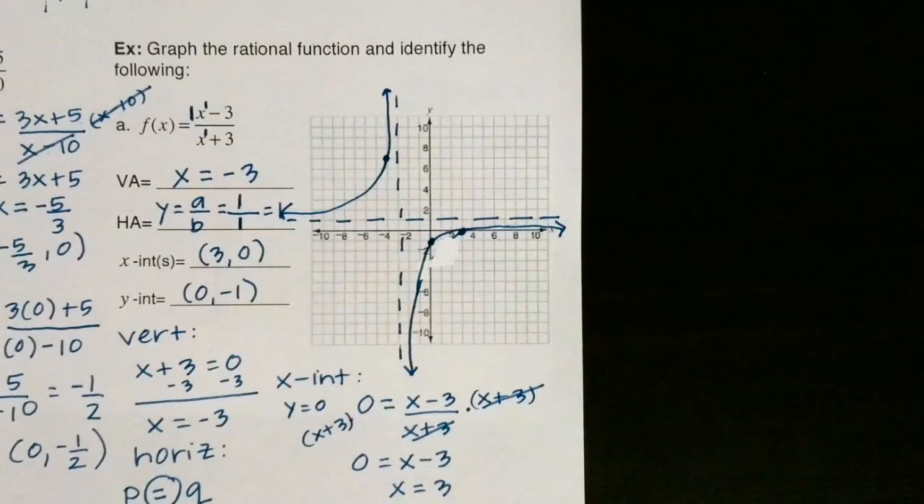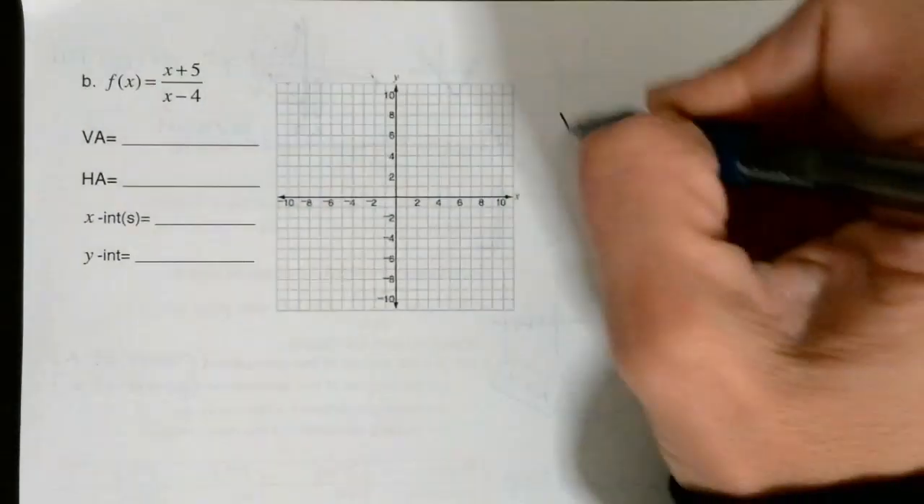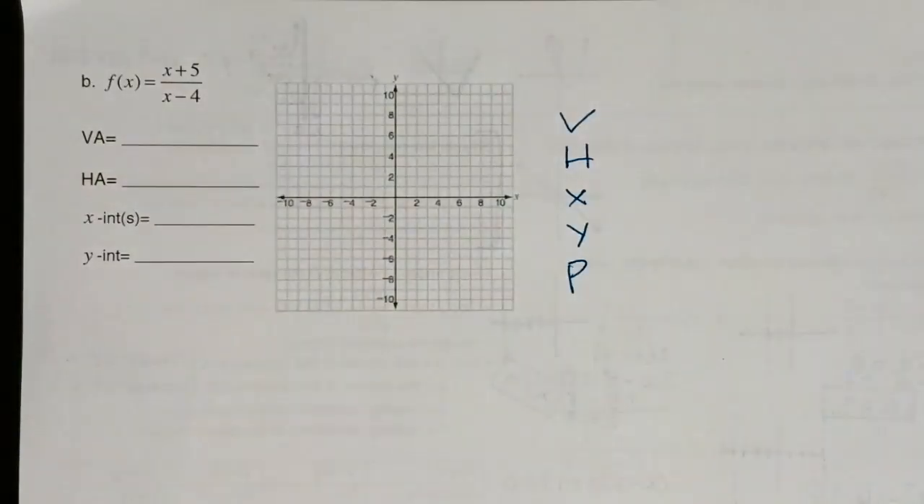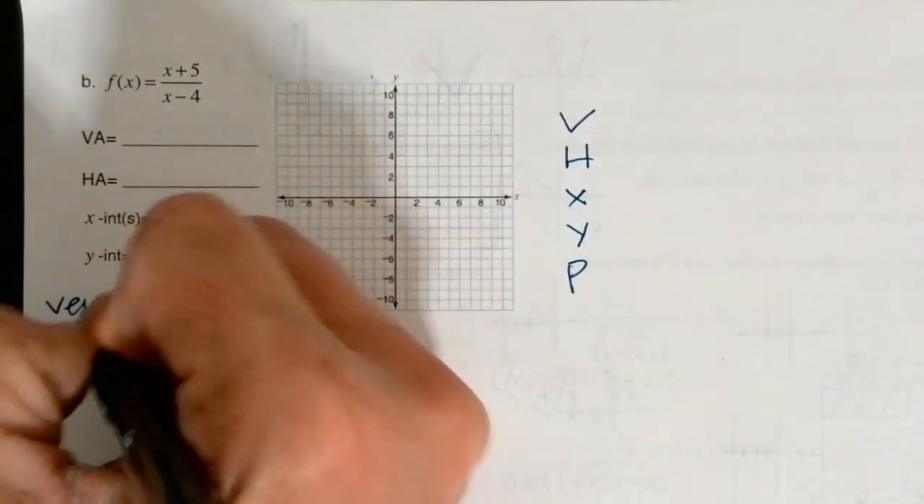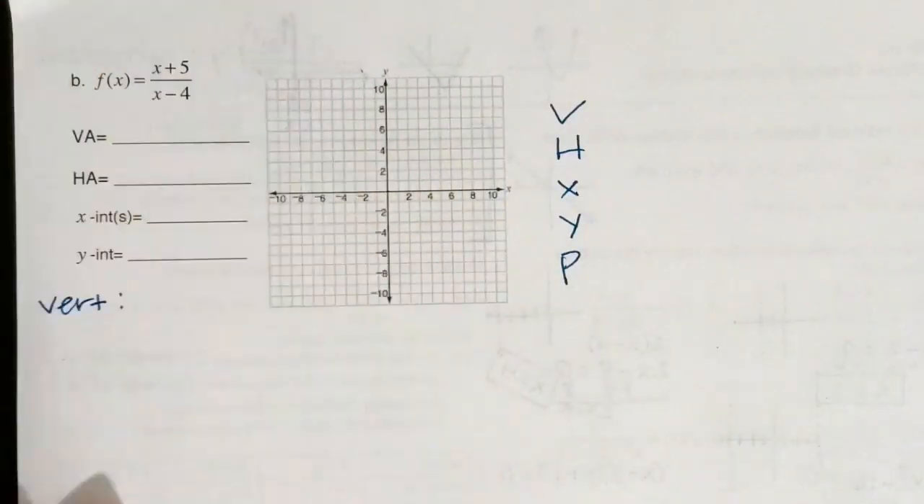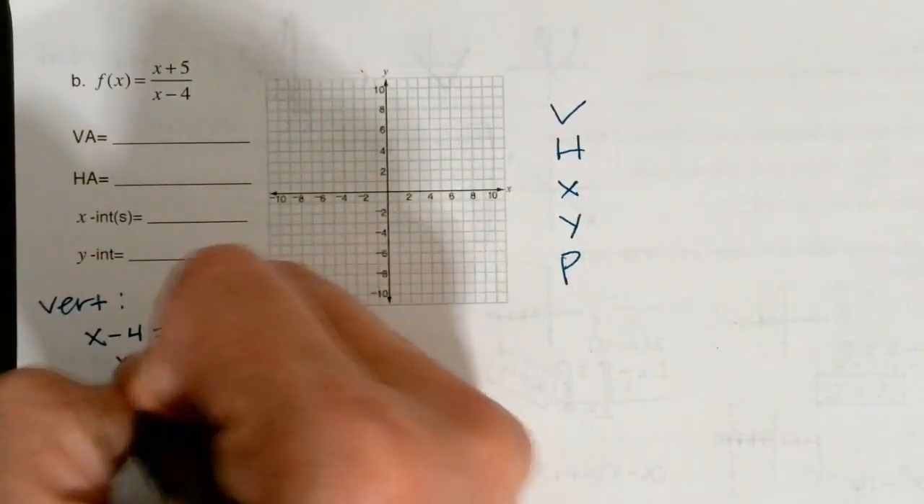Okay? So it seems like a lot is going on there, but we can condense it down. I was showing you how this all works. So we're going to flip it over. And if you can remember V, H, X, Y, P, then you can graph these. Okay? So V, H, X, Y, P. V stands for vertical. So watch how fast we can graph these. So we have vertical: x minus 4 equals 0, so x equals 4. Great.